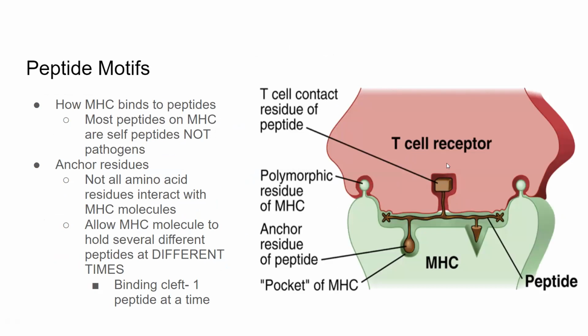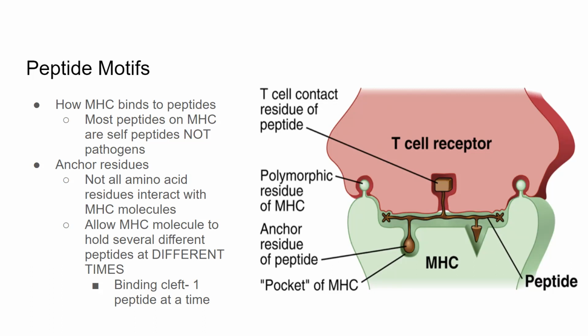So the anchor residues are what allow MHC molecules to bind to a bunch of different pathogens, because they only need certain amino acids to be in their binding cleft. And then everything else doesn't matter. As long as they have those anchor residues, then it can bind to anything. But the important thing to know is that it can only bind one thing at a time. So you can only have one peptide in the binding cleft at a time, but it can bind a whole different array of peptides overall.